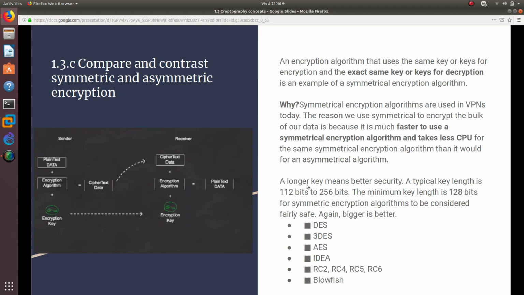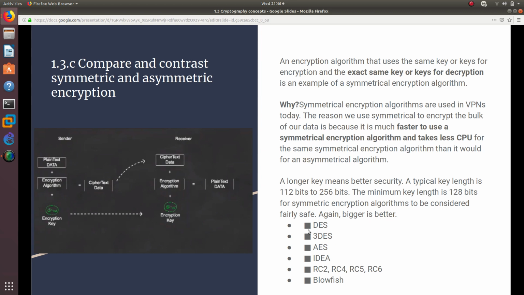And a longer key means better security. A typical key length is 112 bits to 256 bits. The minimum key length is 128 bits for symmetrical encryption algorithms to be considered fairly safe. Again, the bigger the bits, the better the security.